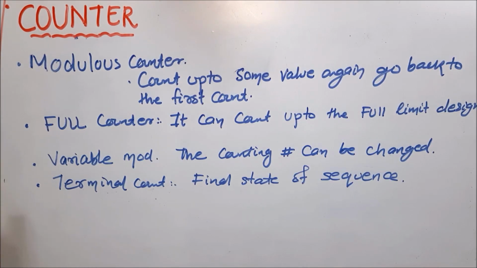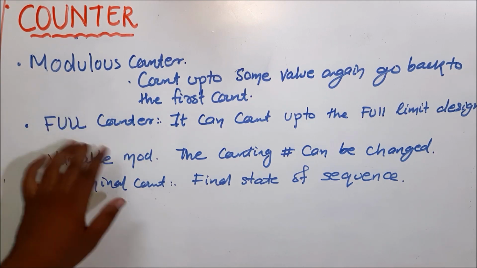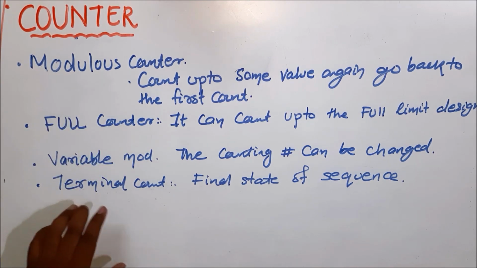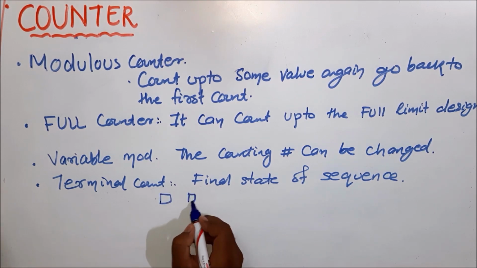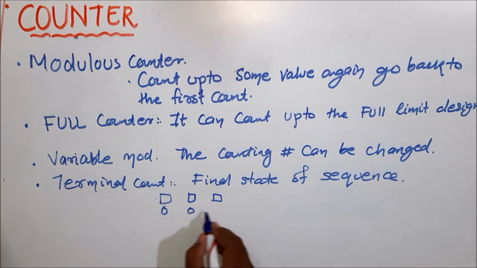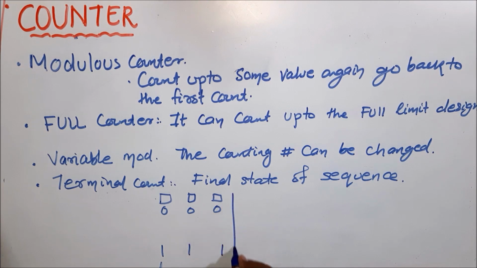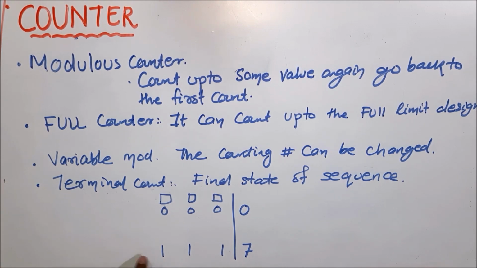Let us be acquainted with some terms. Those are modulus counter, full counter, variable modulus, then terminal count. To explain these terms, let me take an example. I am taking 3 flip-flops which can count from 0, 0, 0 to 1, 1, 1. That means in decimal, it can count from 0 to 7. Right? And here we can see the final value of the count is 111, which is nothing but 7. So we can say this is my terminal count.